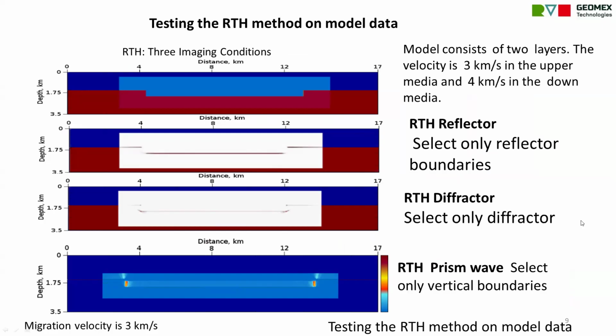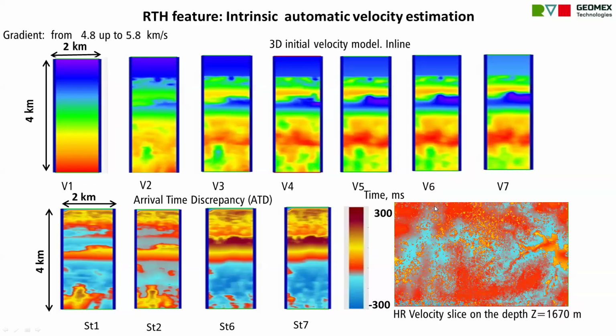Sorry to interrupt. Can we just go back one slide? On the top, it says the 3D initial velocity model in inline. That is, the first one is the initial, and the last one is all the refinements after each iteration. Is that so? Yes, it is the initial gradient, pure gradient. And V2, V3 up to V7 are subsequent iterations. Is that so? Yeah. Okay. Thank you.